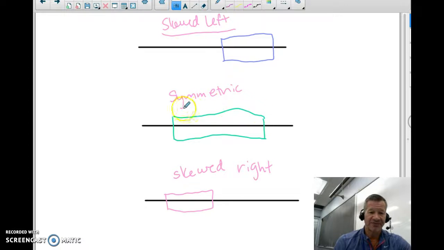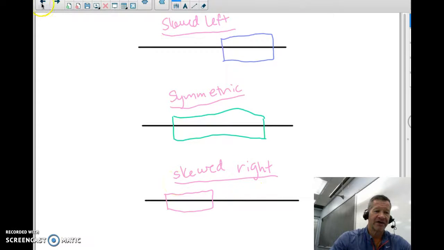Now here the box is pretty much in the middle. The whisker at the right end and the whisker at the left end are about the same length. We call that symmetric data. And then when the box is way on the left, creating a right whisker that's much longer than the whisker on the left, then we say the data is skewed to the right. So let's use that as we come back here.